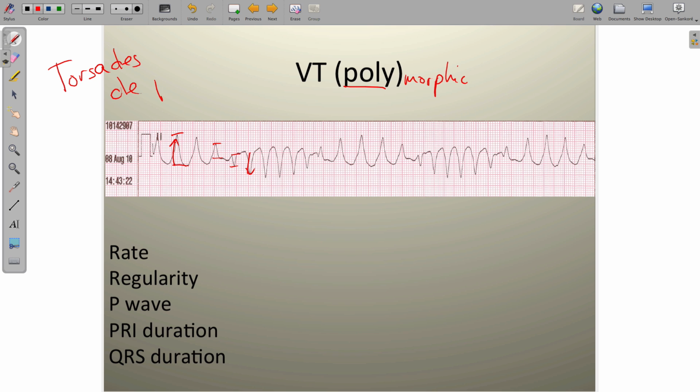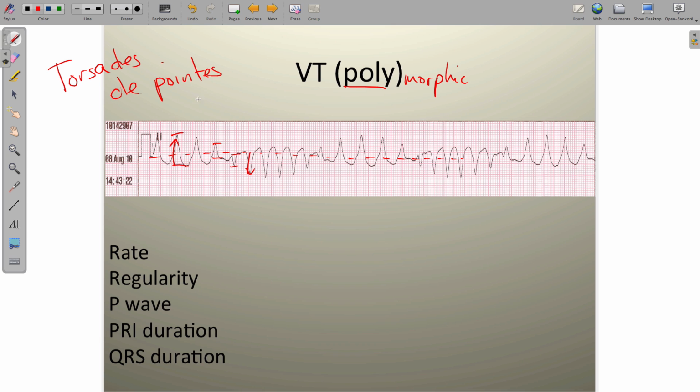It's going to look like this. And this is French for twisting of the points. So you'll see that the points, if you want to think about this as spiraling around this central axis here, are spiraling around in 3D. They're coming out at you, then they're going back into the back of the board.